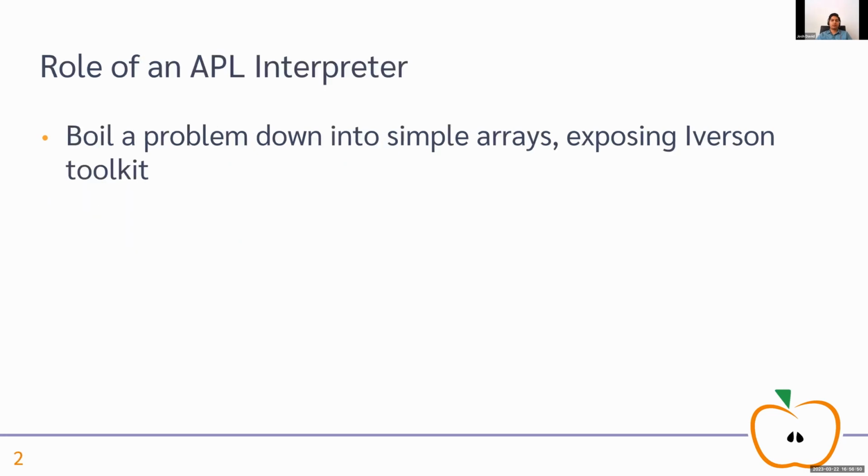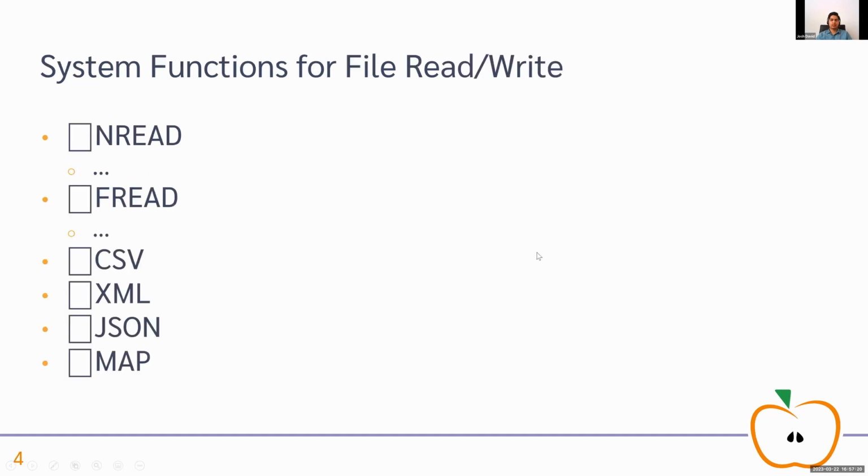If we look at what the goal of an APL interpreter is, I think it's to boil a problem down into simple arrays. So you have the Iverson toolkit exposed, which has largely been the same for half a century. There's been work, but a lot of it has been with interfacing with files or databases and other environmental things you would need to get your work done. So one thing we'll start with is some system functions for file reading and writing.